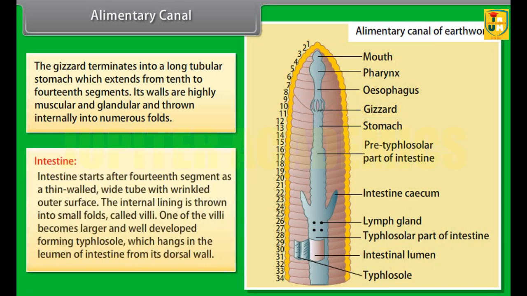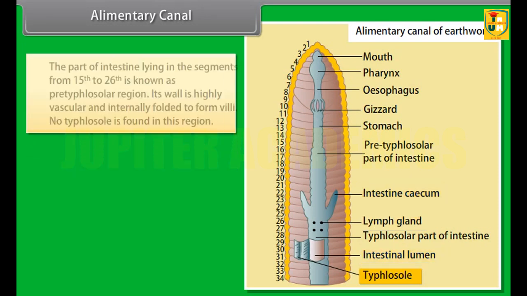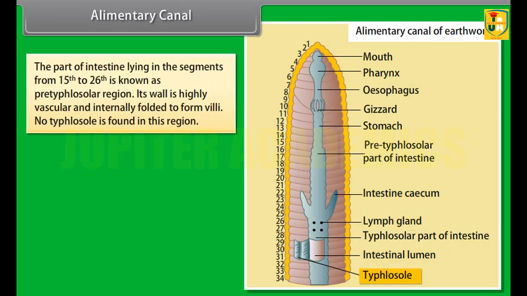Intestine. Intestine starts after 14th segment as a thin-walled, white tube with wrinkled outer surface. The internal lining is thrown into small folds called villi. One of the villi becomes larger and well-developed, forming typhlosole, which hangs in the lumen of intestine from its dorsal wall. The part of intestine lying in the segments from 15th to 26th is known as pretyphlosolar region.